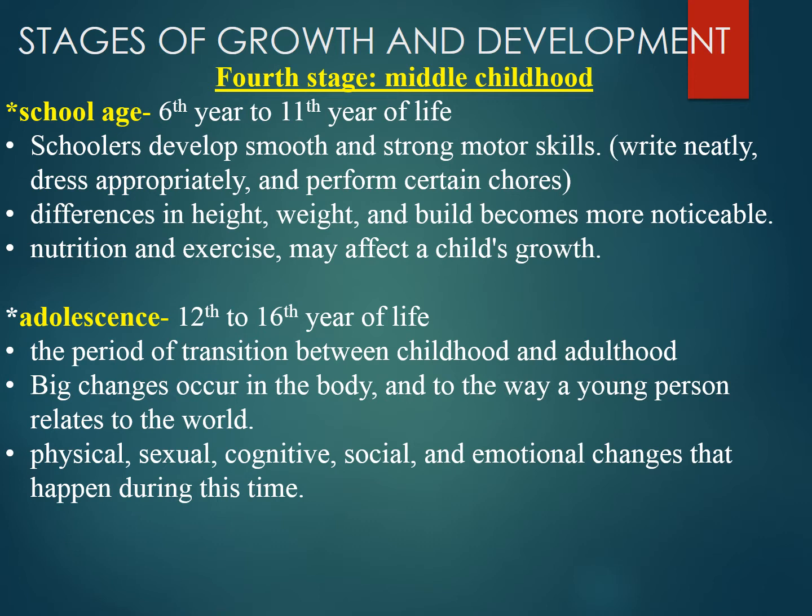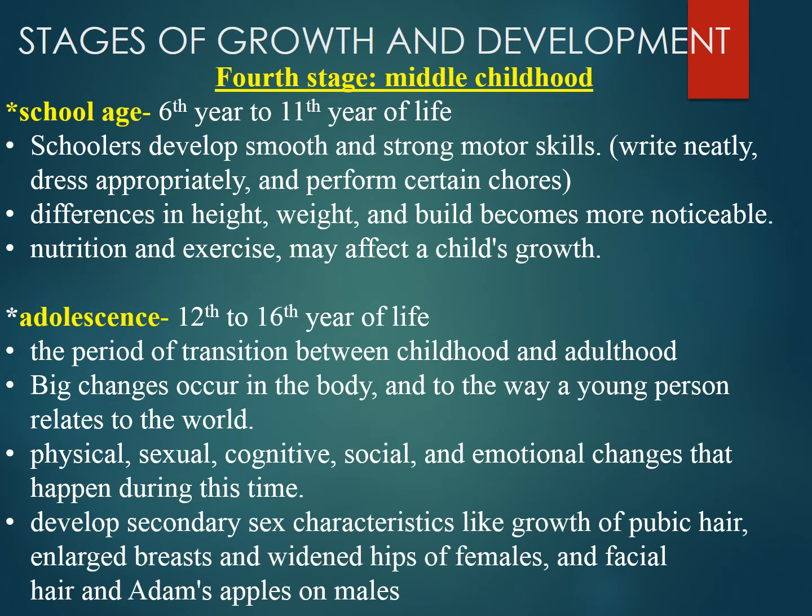And then pati yung pag-iisip nila, they are no longer interested in playing with other kids who belong to the same sex as they are. Mas interested na sila sa mga activities that relate to the opposite sex. So those are the noticeable physical, sexual, cognitive, and social changes that occur during the adolescent period. There is also the development of secondary sex characteristics like I told you a while ago, including the growth of pubic hair, enlarged breast, widened hips, and facial hair, and Adam's apple for males. So nangyayari ito because of the presence of the hormones that only appear during the adolescent period.